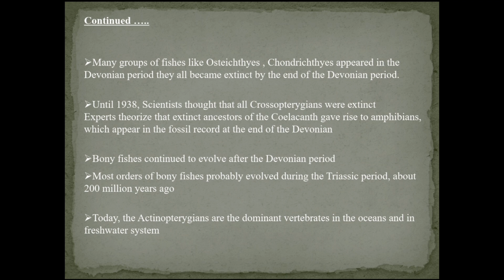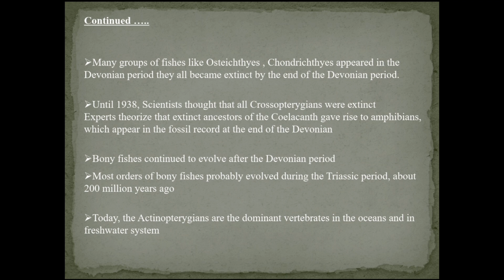What do you mean by the coelacanth? A coelacanth is a large bony marine fish with a three-lobed tail fin, which gives rise to the amphibians which appear in the fossil record at the end of the Devonian period. After this Devonian period, the bony fishes continued to evolve, and most of the orders of the bony fishes probably evolved during the Triassic period.